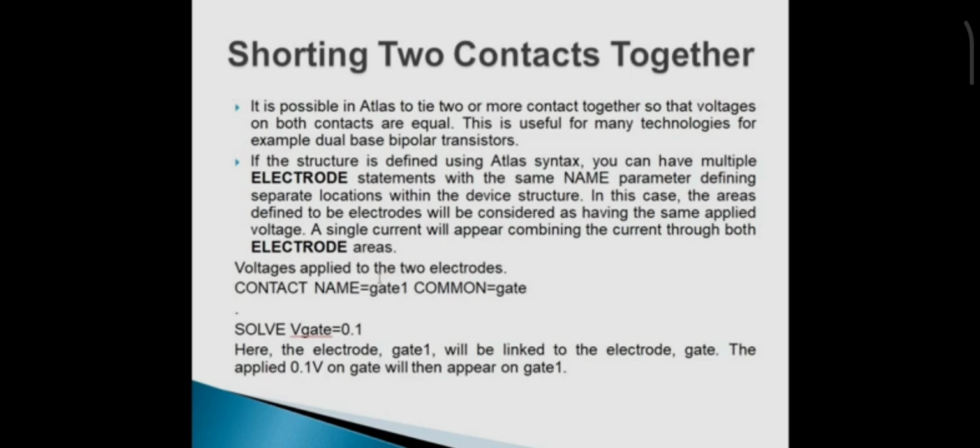For example, voltage applied to the two electrodes, gate and gate1. Contact name=gate1 common with the gate terminal. We are applying the voltage in the solve statement: V gate 0.1. Here the electrode gate1 will be linked to the electrode gate. This means the voltage 0.1 we apply at the gate terminal will come on both gate terminals. The applied 0.1 volt on gate will then appear on gate1 also. Next slide please.